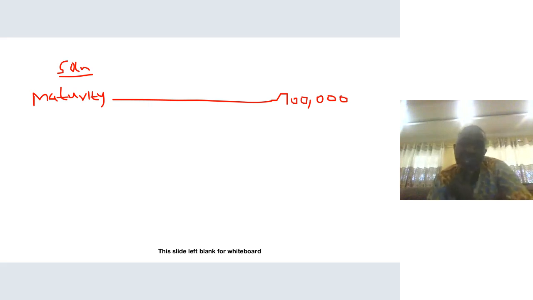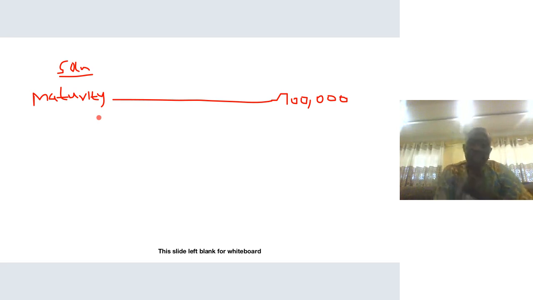So after having the maturity value, we need to get the present value of the 100,000 that is due in 5 years. Remember, the interest on this bond is paid semi-annually, meaning in 5 years we will have 10 periods. So in 5 years' time, the interest will be calculated over 10 periods.